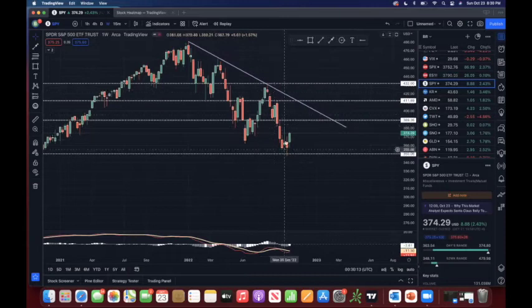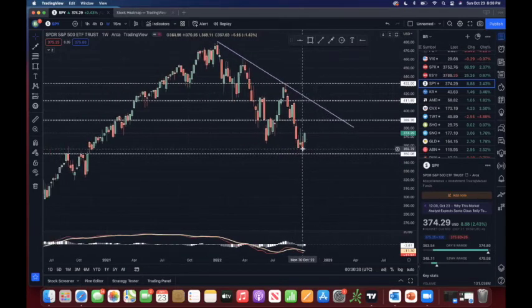And so what I'm looking for is at least a move to this 390 level and hopefully a push up to somewhere around here, around 400. I'm thinking that we will meet this trend line and ultimately either break or reject back to equal lows or possibly lower lows. So that's what I'm looking for in SPY.